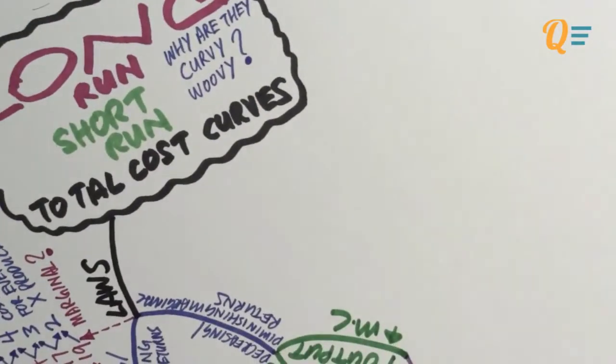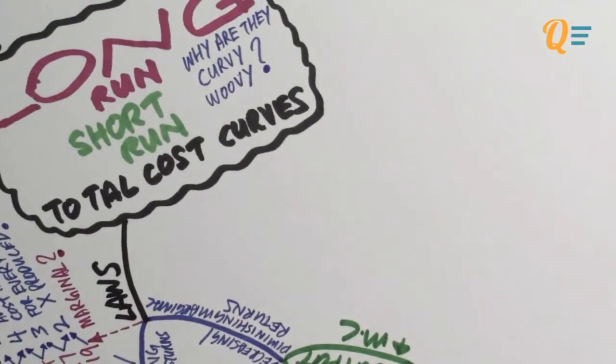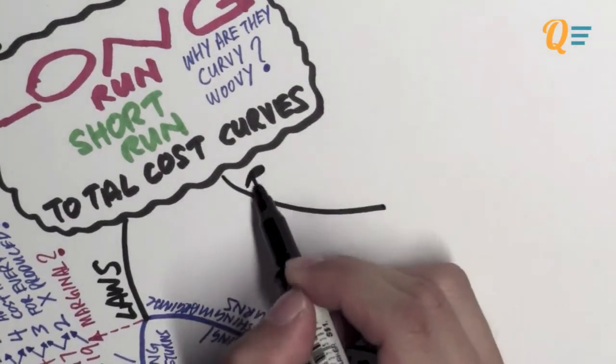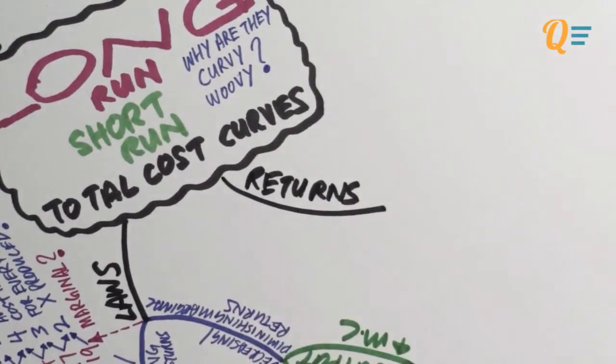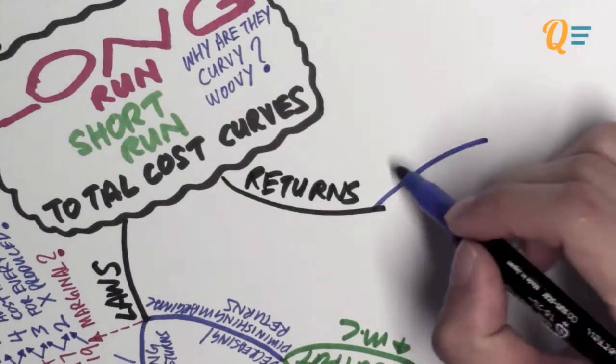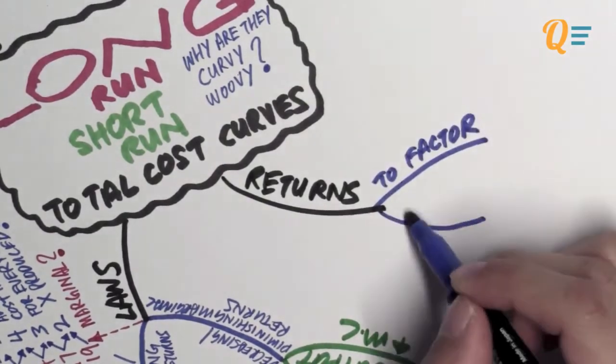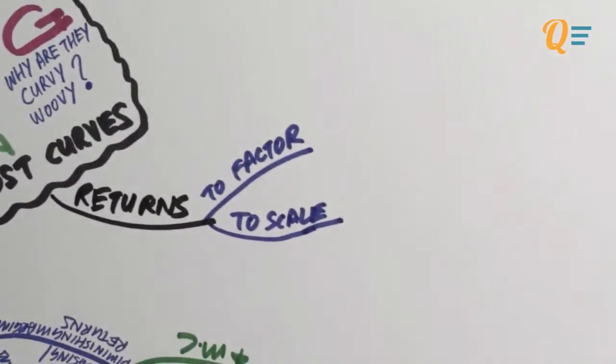much. So now let's talk about the word returns from what you just learned. So typically there are two types of returns. Okay, the first type of returns is called returns to factor, and the second is called returns to scale. Now, there's a major difference between the two of them.